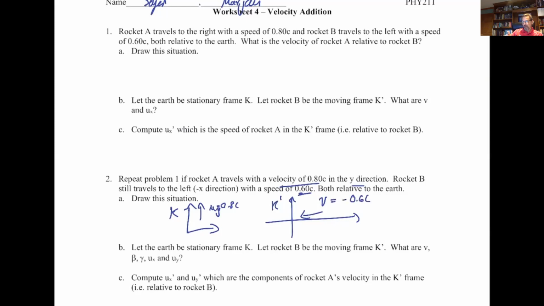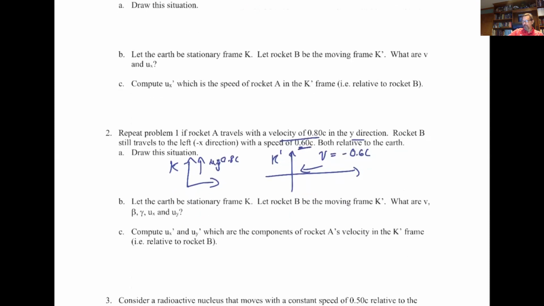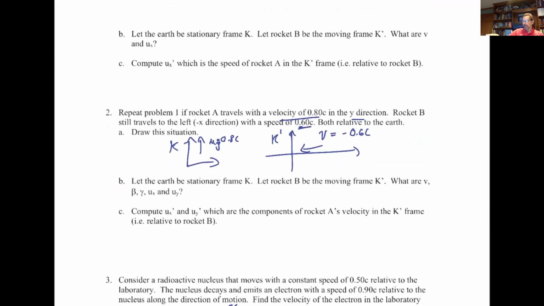Okay. So now I think we've got a picture now. And what are V? We got V, we know what that is. Well, let's see, beta and gamma from that 0.6. I guess you got to do that. We got ux. What is ux?